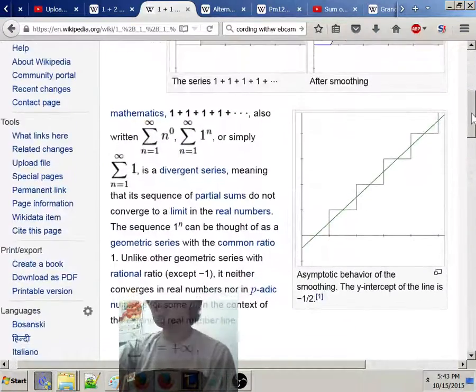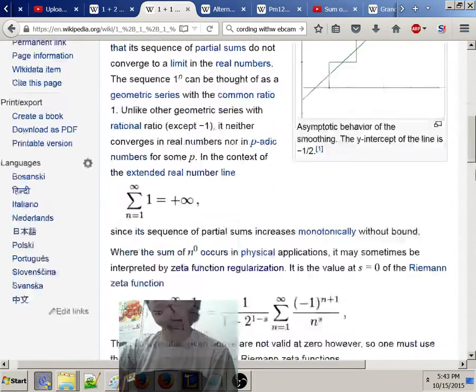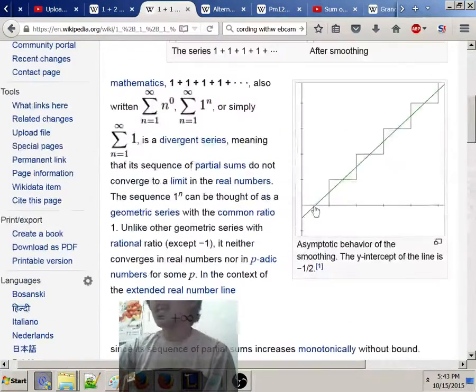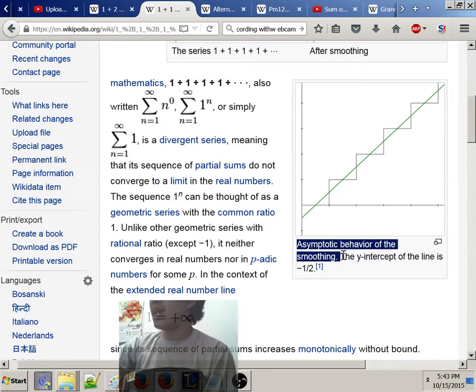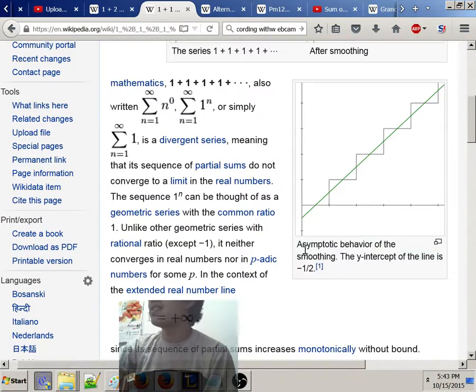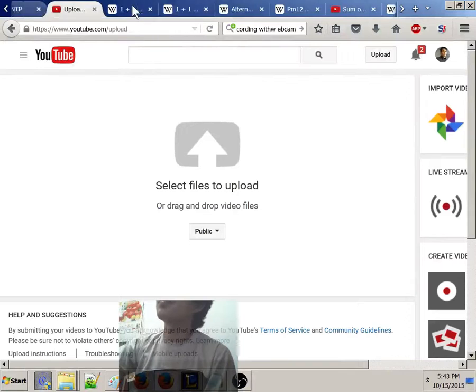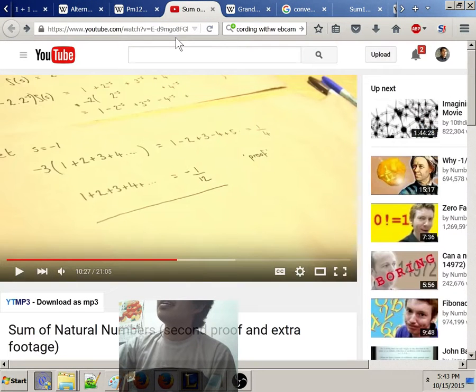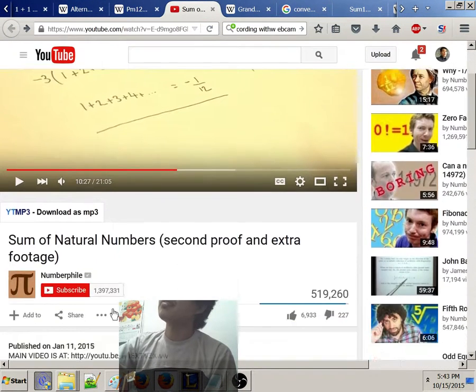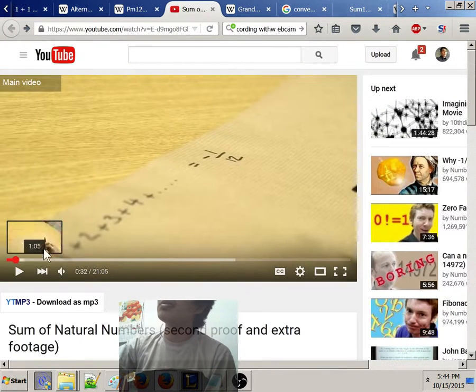How does it equal negative 1/12? Well, rather than saying it's equal to negative 1/12, it has an asymptotic behavior which intercepts the y-axis at negative 1/12. It even says here on Wikipedia, right? So what's going on? Well, what's going on is Numberphile has released a video which has misled you to think that if you just keep adding numbers, you'll get negative 1/12.